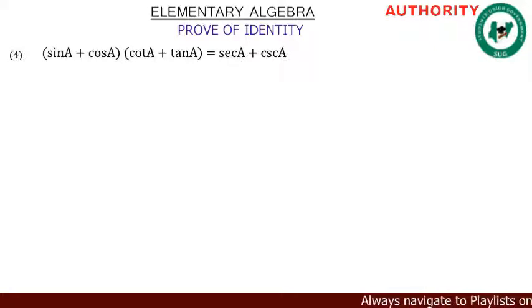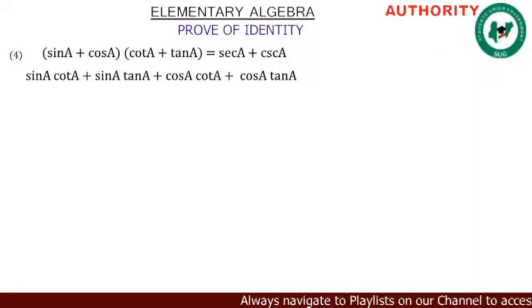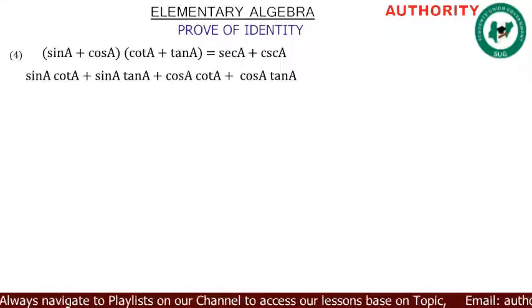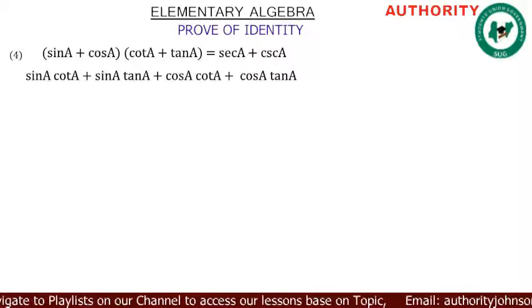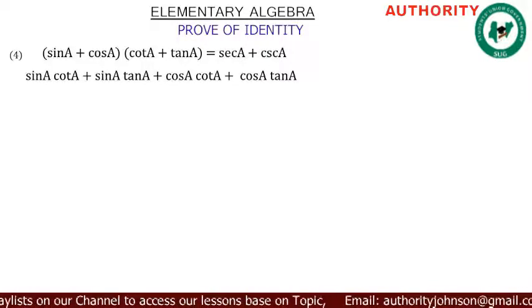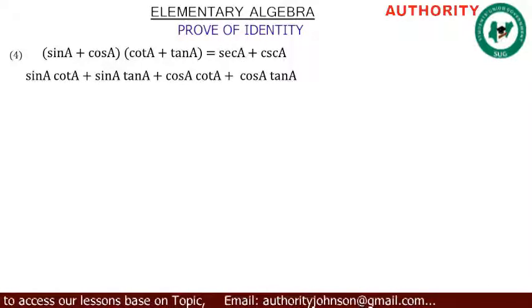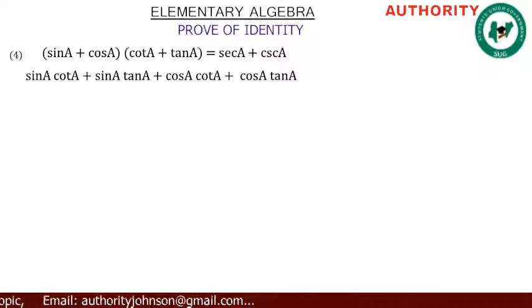So we're going to have sine a in the first bracket multiplied by cot a in the second bracket: sine a cot a. Then sine a in the first multiplied by tan a in the second: sine a tan a. Now cos a in the first multiplied by cot a in the second: cos a cot a. And then also cos a times tan a in the second: cos a tan a. So we have sine a cot a plus sine a tan a plus cos a cot a plus cos a tan a.